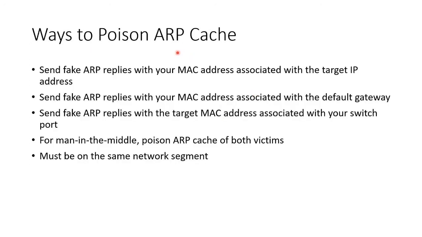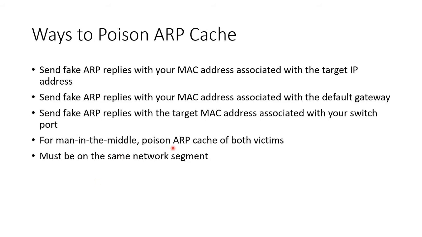So how do we poison an ARP cache? Like I said, you send fake replies with your MAC address associated with the target IP. You send fake replies with your MAC address associated with a default gateway. You send fake replies with the target MAC address associated with your switch port. For man-in-the-middle, we've got to poison the ARP cache of both victims.